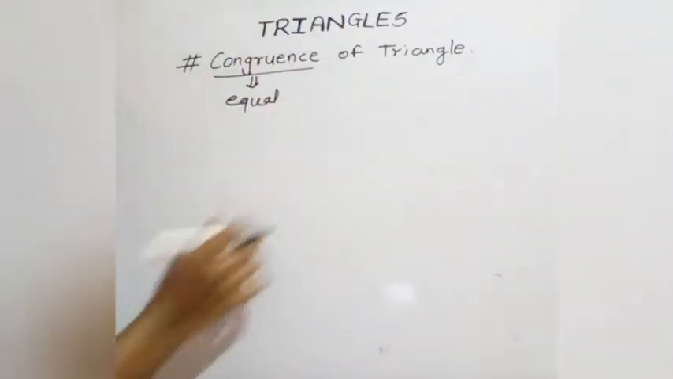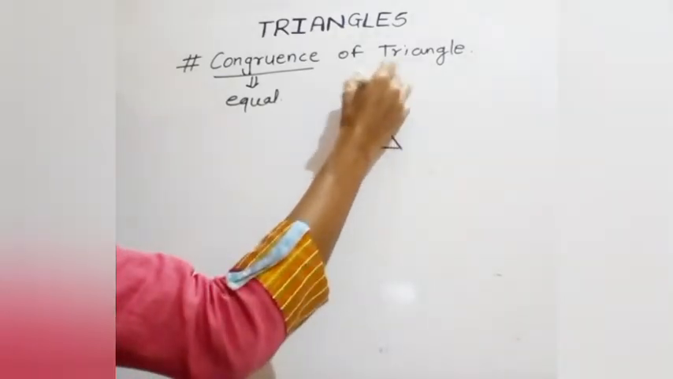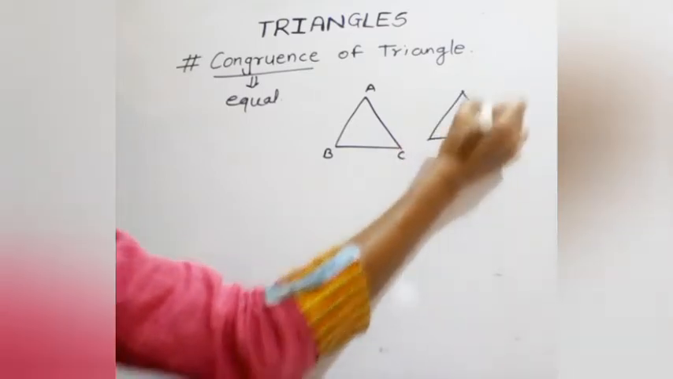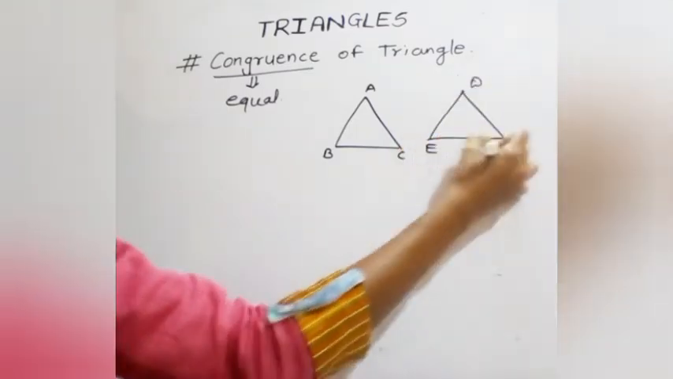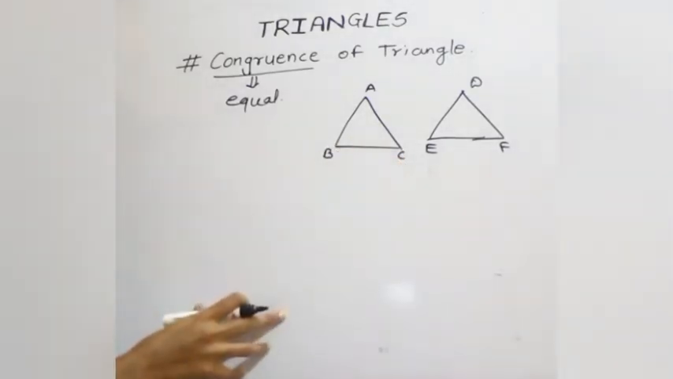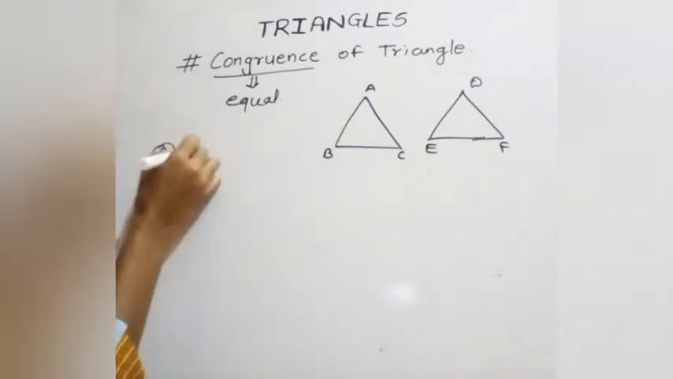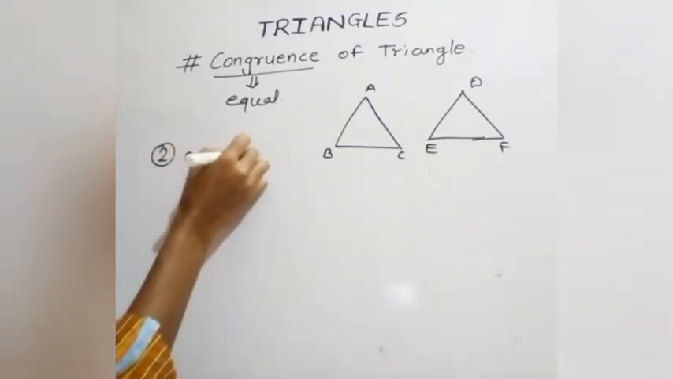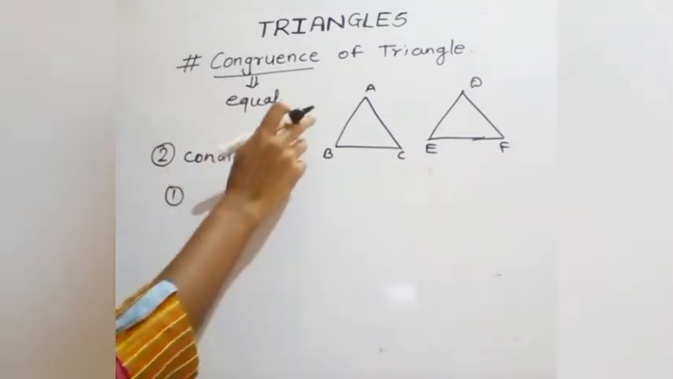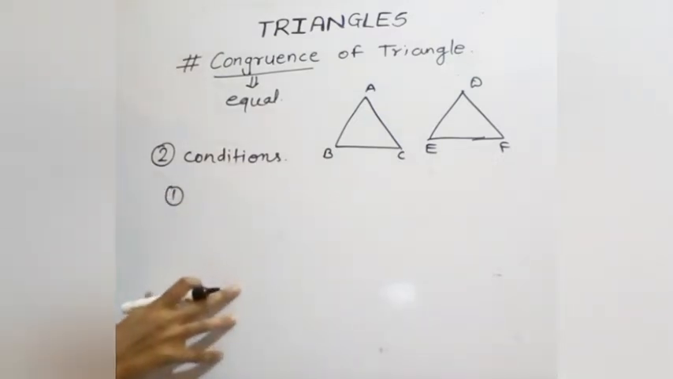So, congruency of triangle. If we compare two triangles, for example, triangle ABC and another triangle, that is triangle DEF, when can we say these both triangles are congruent? There are two conditions for congruency of triangles. First condition says if all the corresponding sides of triangle are equal, then triangles are congruent.